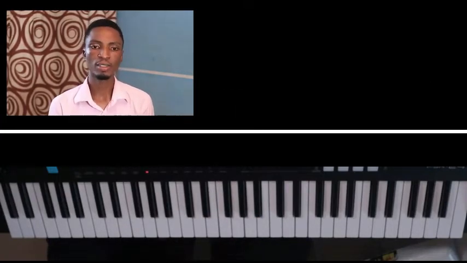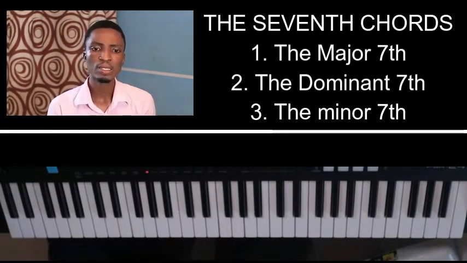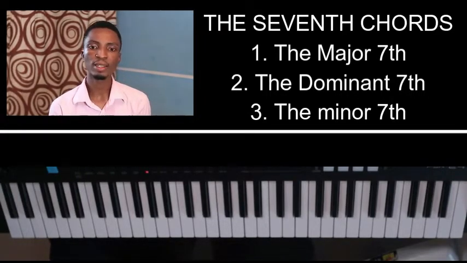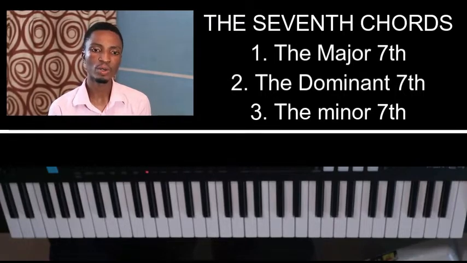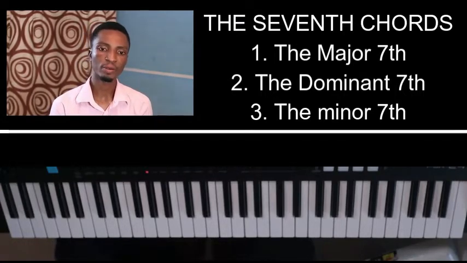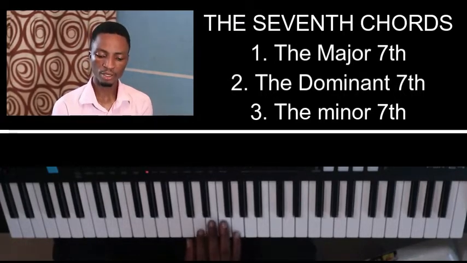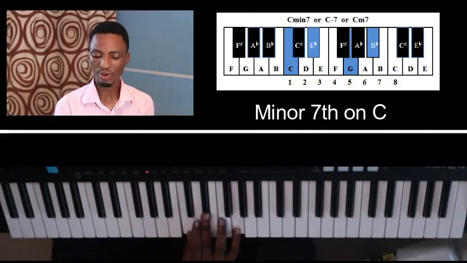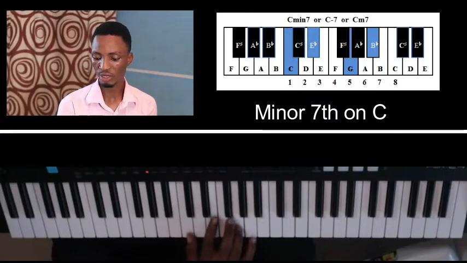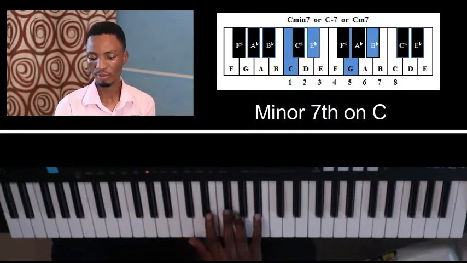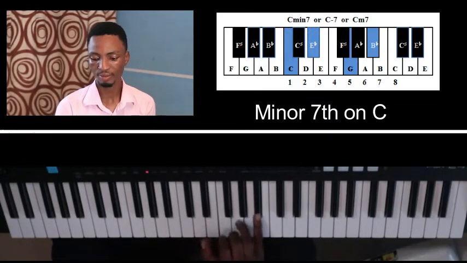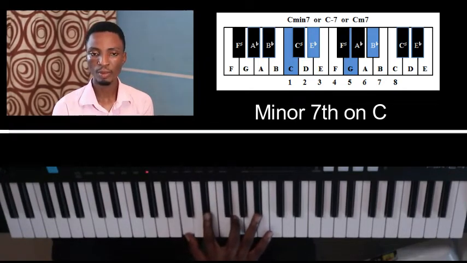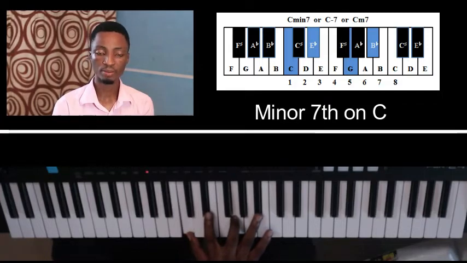Now the next 7th chord is the minor 7th chord. The minor 7th is built by adding the flattened 7th degree note to the minor triad of the key. Minor triad on C. This is a minor triad. Then you add a minor 7th, which is a flattened 7th. So this is C minor 7.